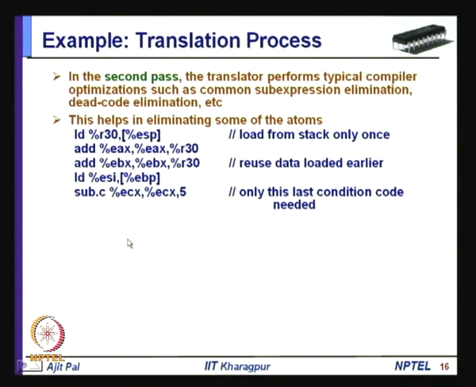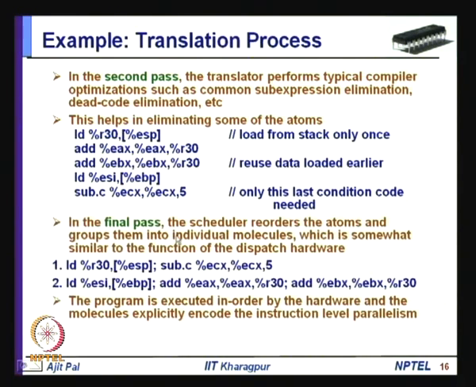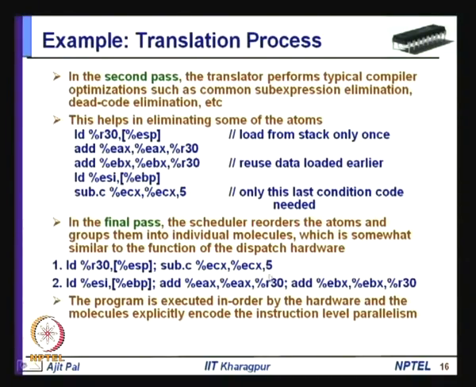Then you will do a third pass, and that is the final pass. The scheduler reorders the atoms and groups them into individual molecules, which is somewhat similar to the function of dispatch hardware. We have seen in a superscalar architecture, after the complex codes have been converted into micro operations, they are sent to multiple functional units with the help of a dispatcher. So, here again it is done by software. In the final pass, the scheduler reorders the atoms and groups them into individual molecules, somewhat similar to the function of dispatch hardware, as I have told.